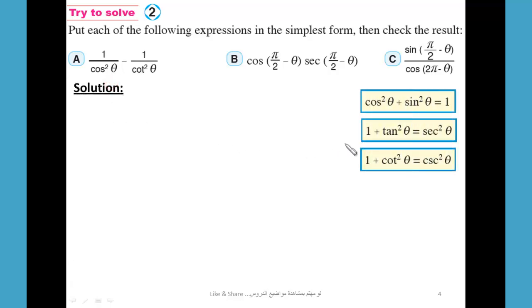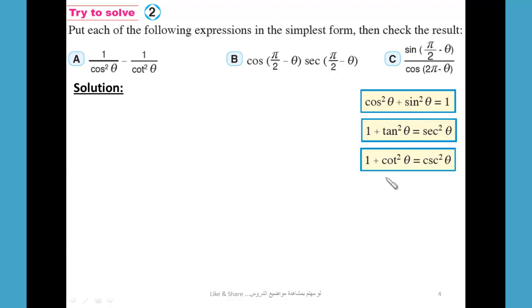First, we have to memorize these rules. Cosine square plus sine square equals 1. Dividing both sides by cosine square, you will get the first rule: 1 plus tan square theta equals sec square theta. Dividing both sides by cosine square: cosine square divided by cosine square equals 1, sine square divided by cosine square equals tan square, 1 divided by cosine square equals sec square.